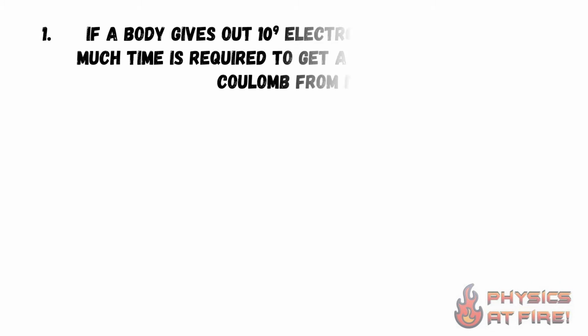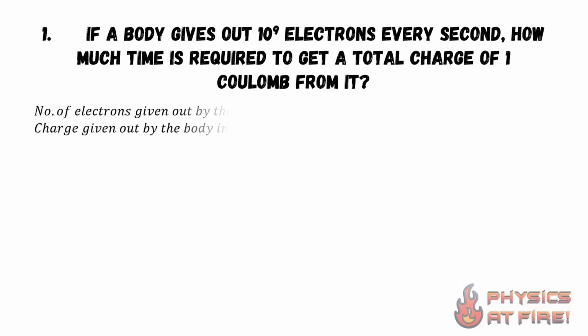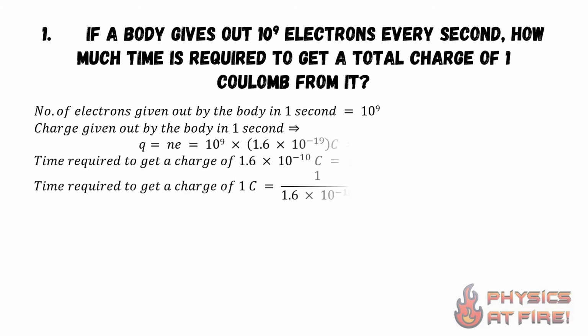If a body gives out 10 raised to power 9 electrons every second, how much time is required to get a total charge of 1 coulomb from it? Please have a pause and try it yourself, or just continue. Number of electrons given out by the body in 1 second is equal to 10 to the 9th. Charge Q given out by the body in 1 second is equal to NE, that is equal to 10 raised to power 9 into 1.6 into 10 raised to power minus 19 coulomb, which is equal to 1.6 into 10 raised to power minus 10 coulomb.